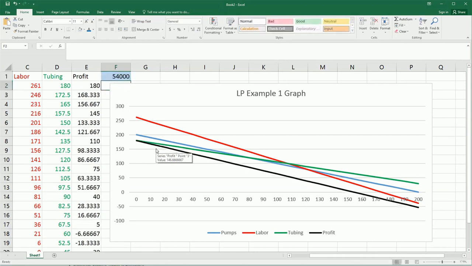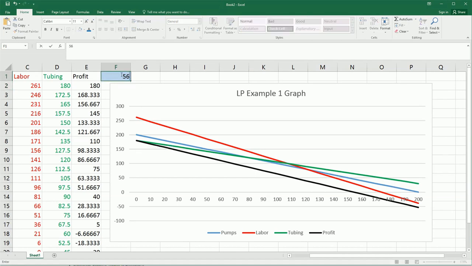54,000. Now notice at 54,000, we're now at one of our endpoints here, if you will, an extreme value. 54,000 profits is when we produce only values of x2, so about 180 units of x2 and 0 units of x1. Because if we do that, we're now at the binding constraint of tubing. We're using all of our tubing. We have extra labor and pumps because we're below the blue and red line. But that's one of the possible solutions. But that's not the best solution because I can make even more money.